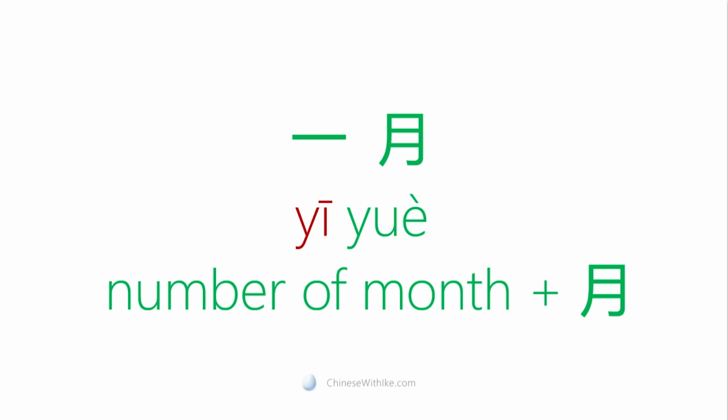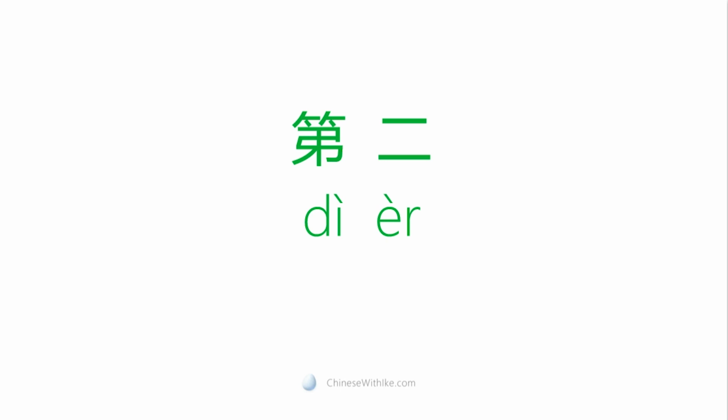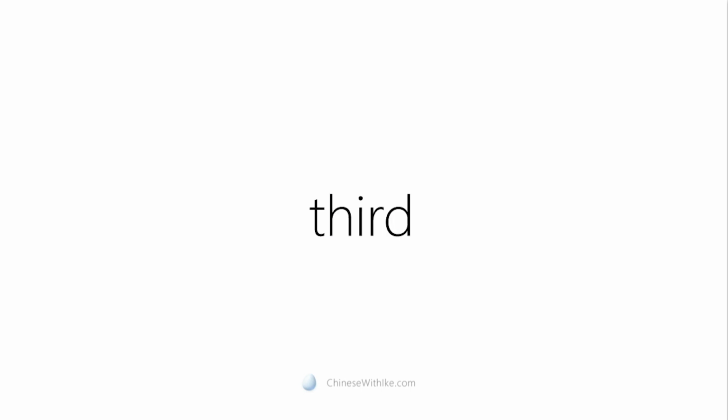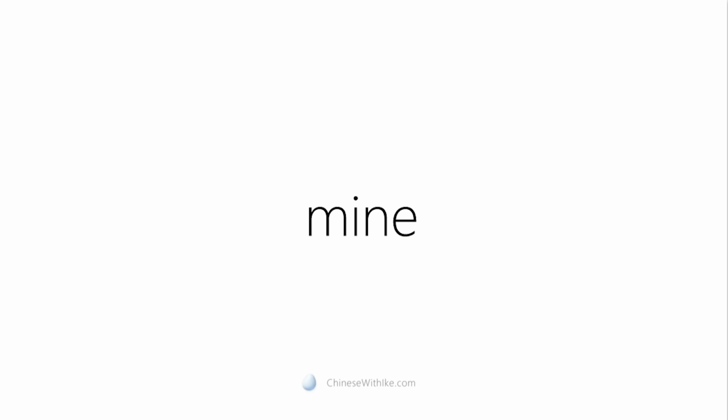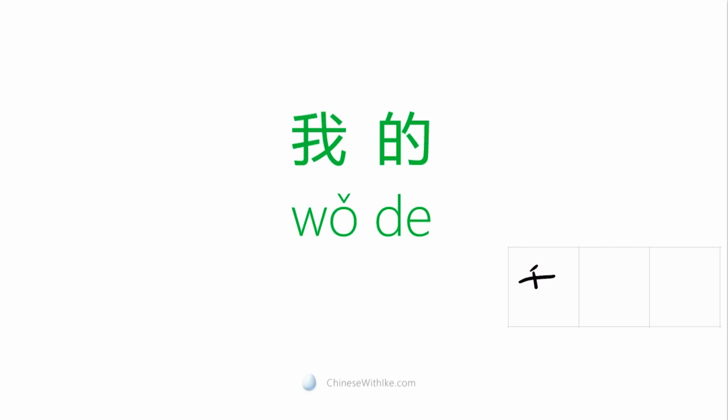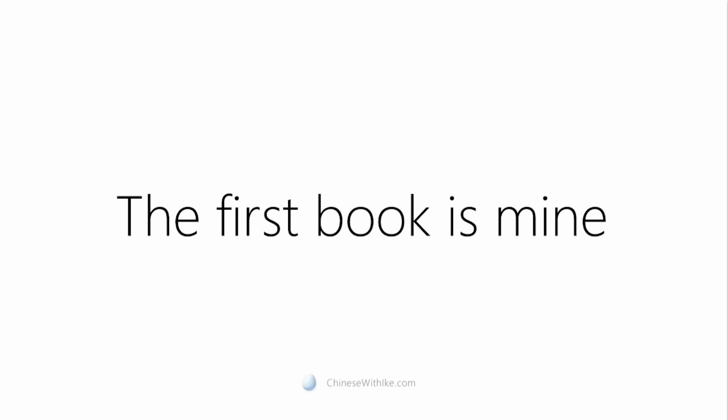Here, the pronunciation of 一 is an exception. Usually, you have to change the tone of 一, but here you don't. Let's practice more. How to say second in Chinese? 第二, 第二. And third, 第三, 第三. Do you remember how to say mine? 我的, 我的. Now try this. The first book is mine.